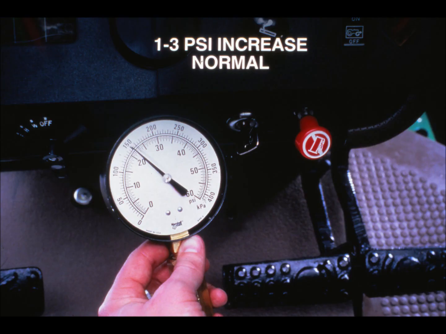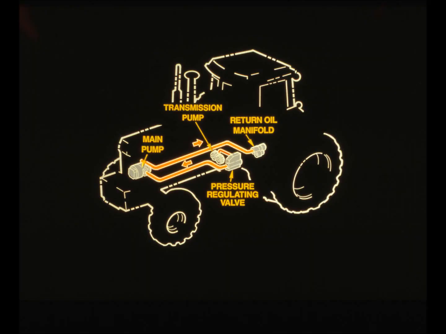Record lube pressure at the return oil manifold before and after destroking the main pump. If lube pressure increases only 1 to 3 psi after destroking the pump, high-pressure leakage to sump is acceptable. The following series of diagrams will show how this test works. System pressure oil, dark orange, flows from the transmission pump to the pressure regulating valve.